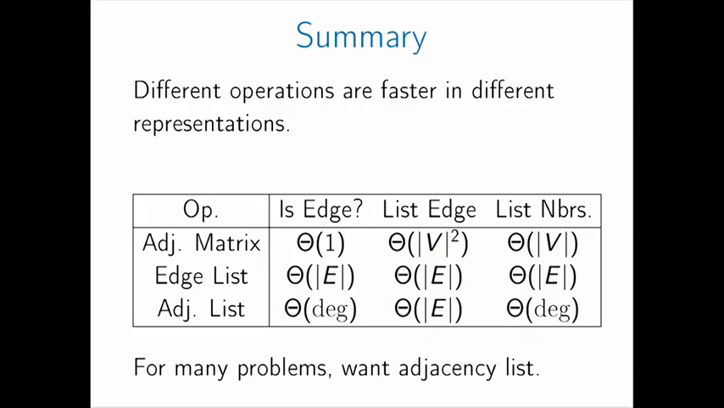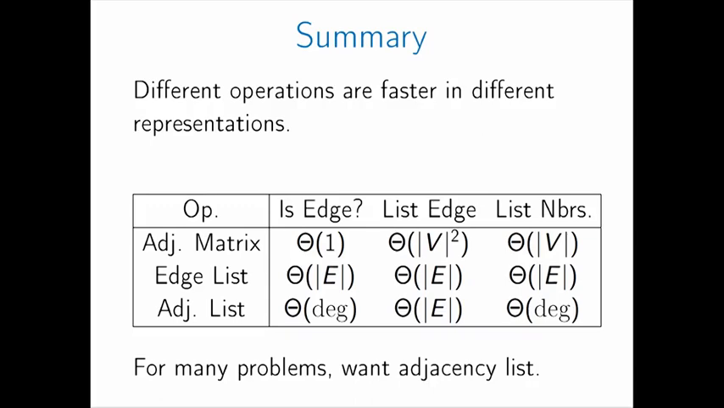Finally, if you want to list all the neighbors of a given vertex, the adjacency matrix is pretty slow here, again, because the only thing you can really do is scan through that row of the matrix and find all the ones. Now, in the edge list representation, you have to scan through all the edges in your graph to see which ones include the vertex you want. Whereas with the adjacency list, you just scan through the list of neighbors of the vertex, and it's very fast.